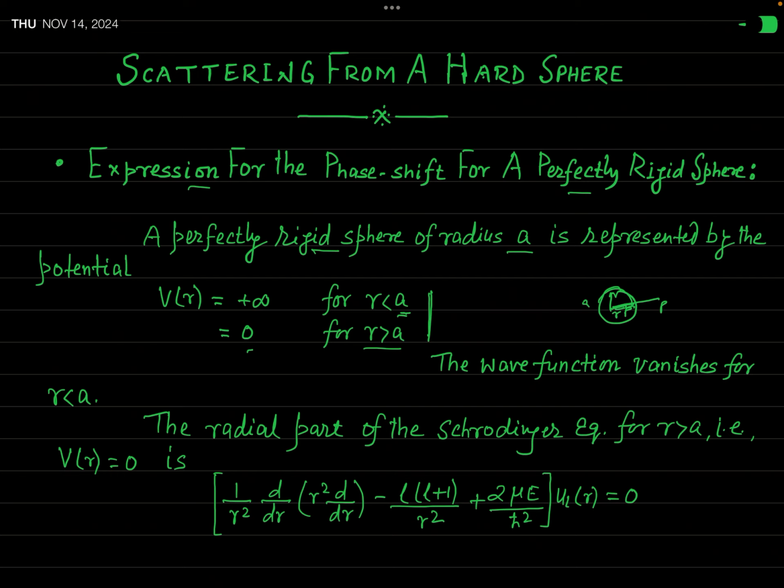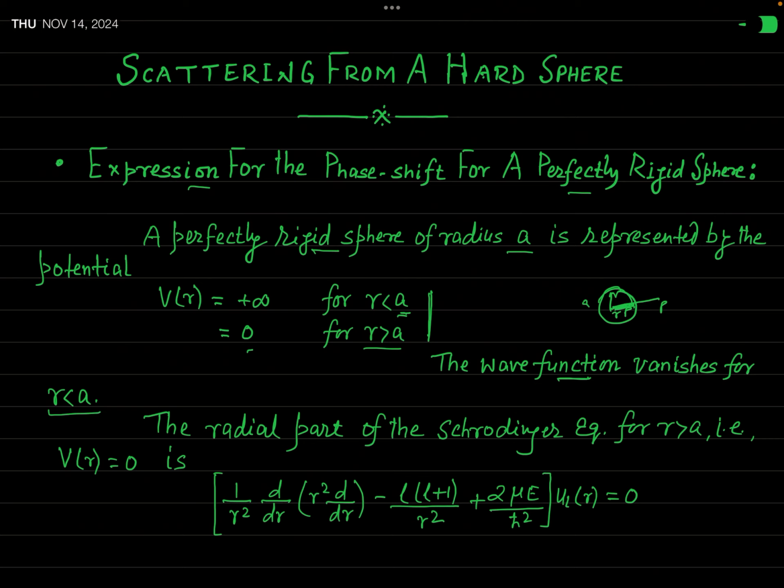And if the particle is not inside the sphere, then definitely the probability of finding of these particles inside the sphere will be 0. And according to Max Born interpretation, if probability of finding of particle inside this sphere is 0, what does it mean? It means the wave function will be 0 inside the sphere. So you can say that the wave function vanishes for the region where r is less than a.